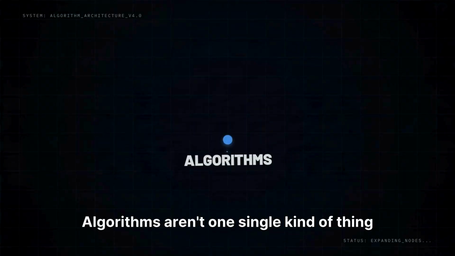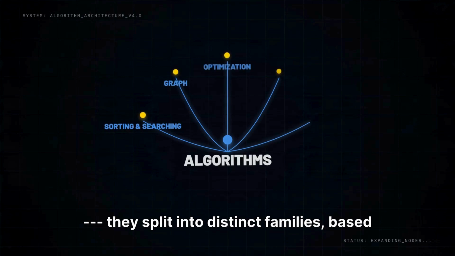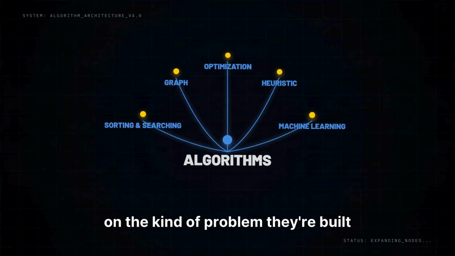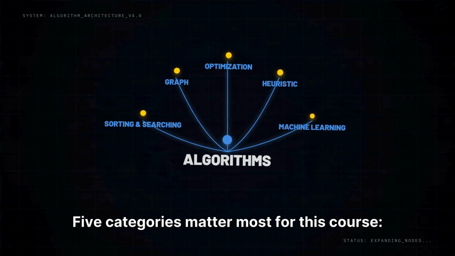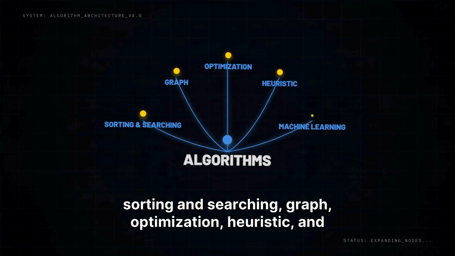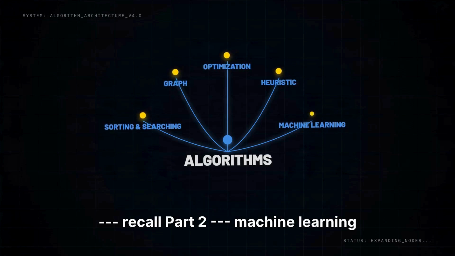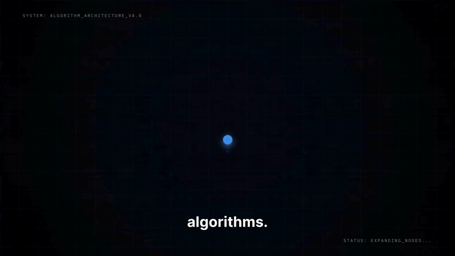Algorithms aren't one single kind of thing. They split into distinct families based on the kind of problem they are built to solve. 5 categories matter most for this course: sorting and searching, graph optimization, heuristic, and, recall part 2, machine learning algorithms.